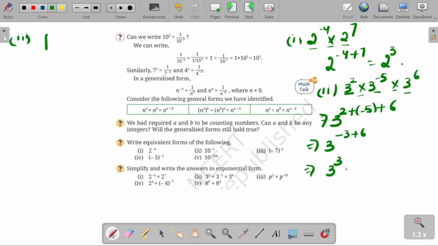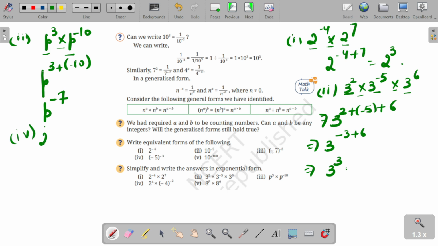Third part is p cube into p raised to minus 10. Again, base is same, multiply, so the power will be added. Okay, so it will be p raised to minus 7. Okay, so now part 4. Part 4 is 2 raised to power 4 into minus 4 raised to minus 2. Okay, neither the base is same nor the powers are same. So what to do now? We will first convert this negative power into positive. Okay, so this will lead us to 2 raised to 4 into 1 upon minus 4 raised to 2.